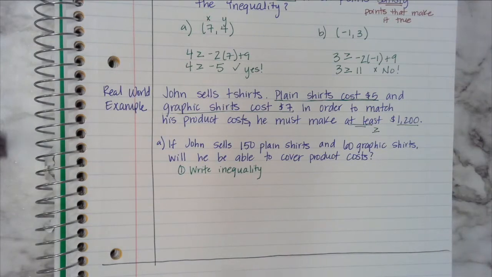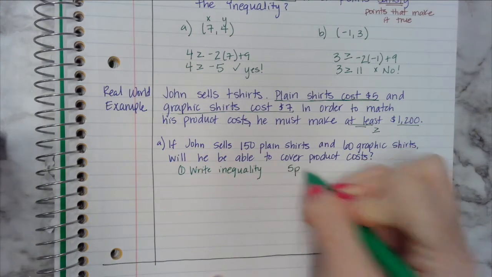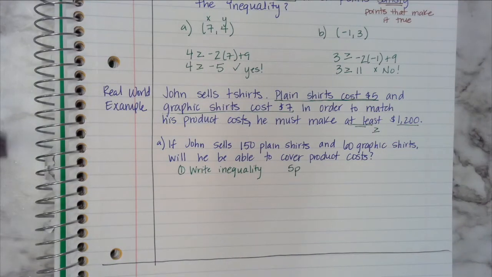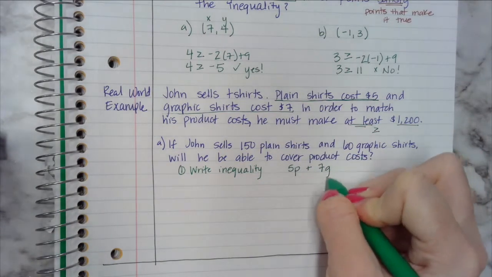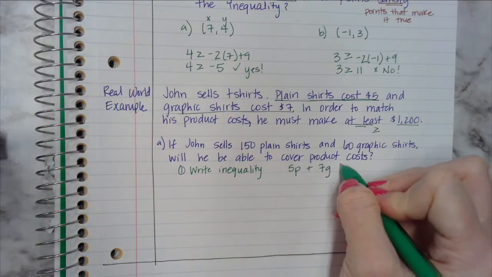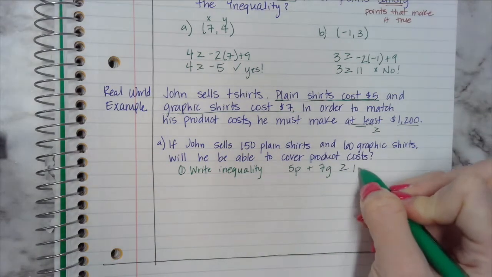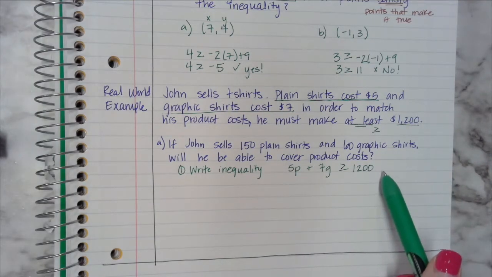$1,200. We know that plain shirts are $5 each. So $5 times the number of plain shirts, I'll use P for plain, plus $7 times the number of graphic shirts, I'll use G for graphic, has to be at least, so greater than or equal to 1,200. This inequality represents our situation.